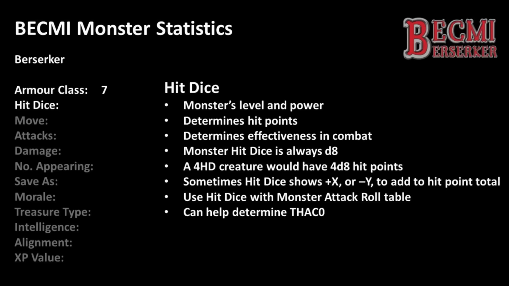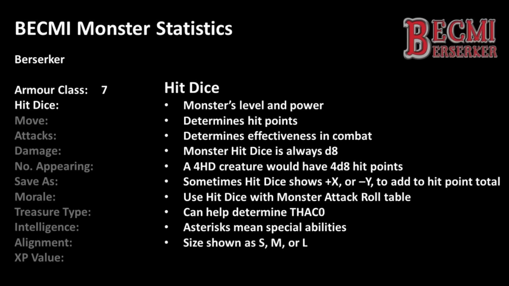Just a few more things on hit dice. Many monster stats will show a hit dice value followed by a number of asterisks. This is a visual prompt to the DM that the creature has a number of special abilities equal to the number of asterisks, and that more detail can be found about these abilities in the description. Also, the size of a monster is communicated here as small, medium, or large. Medium just means average man size, with S and L meaning smaller or larger than man size.